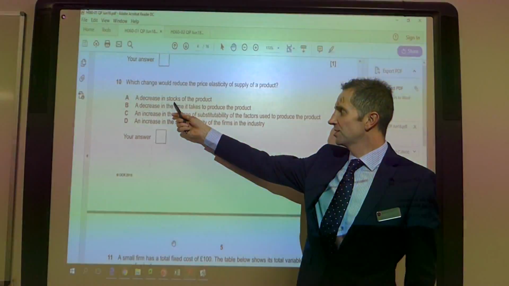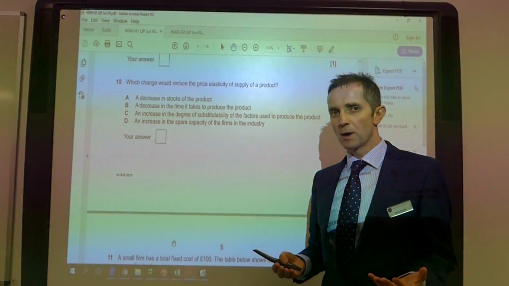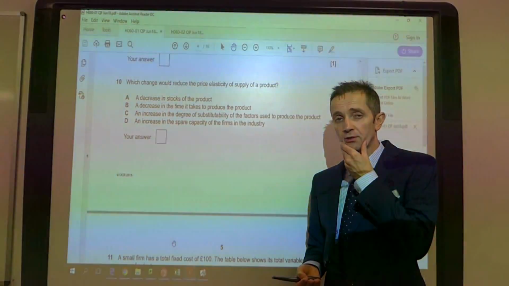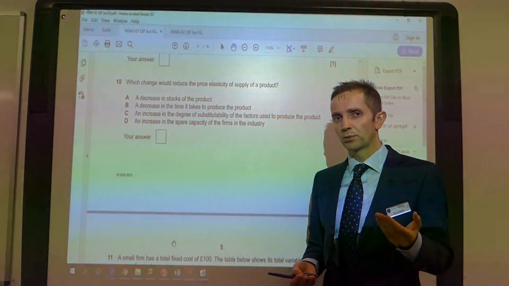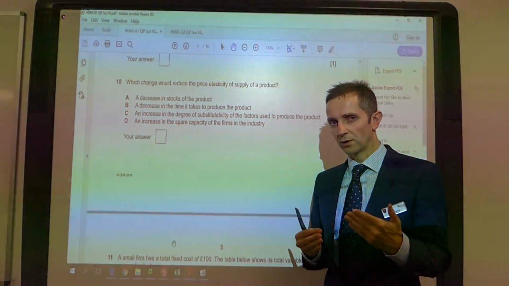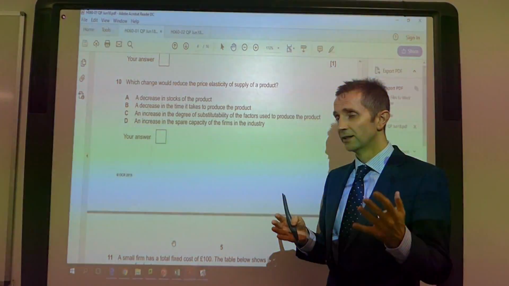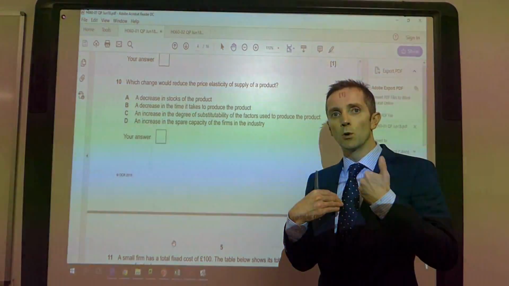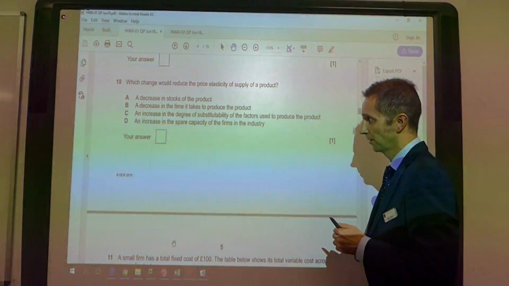A decrease in stocks. Now that could very well be the answer, couldn't it? Because if you have a reduction in stocks, demand for your product goes up and you sell out of the product and you don't have enough left, then you'll not be able to bring forward more supply. So that's a potential answer.